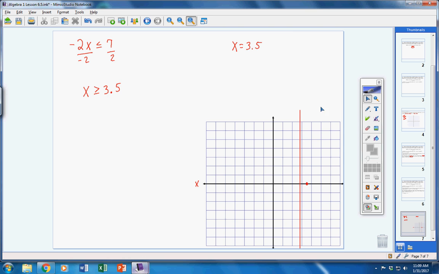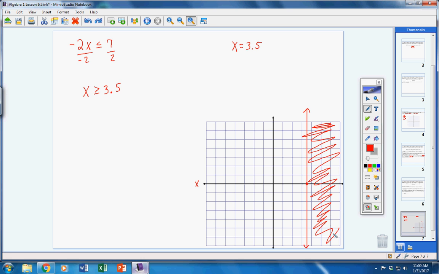Alright, so slide that over, and there we go. There's my vertical line. Okay, we can put an arrow here and an arrow here. Good. Now, it says x is greater than 3.5. So obviously greater means to the right, not to the left. So you would shade to the right of the line. You would shade to the right of the line, and you're finished.